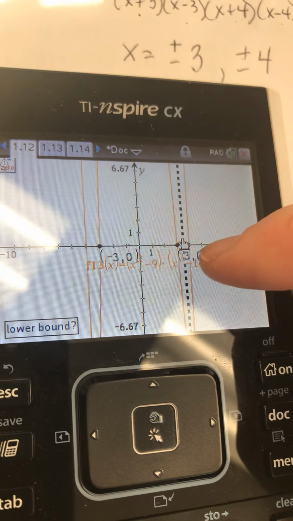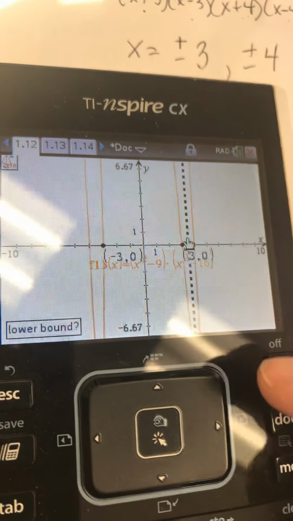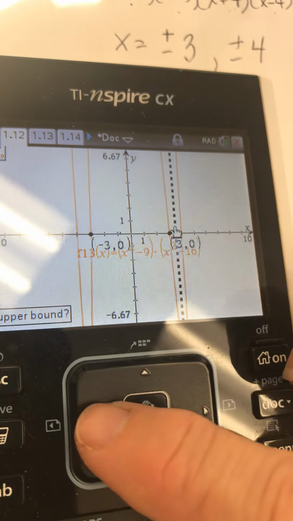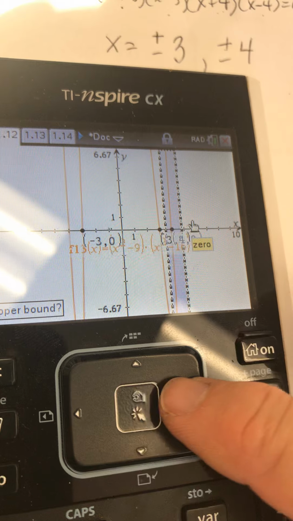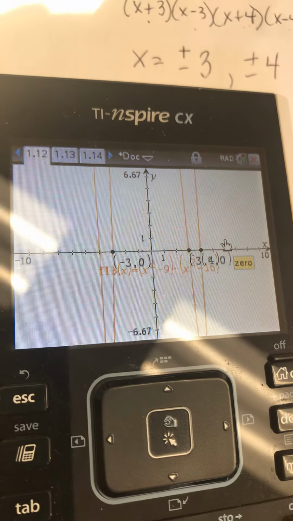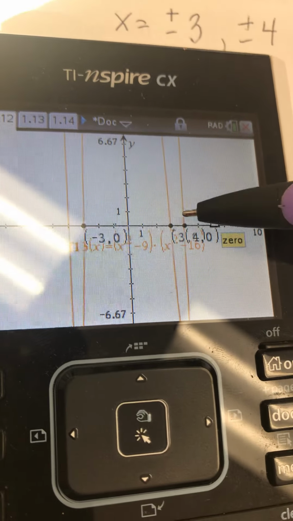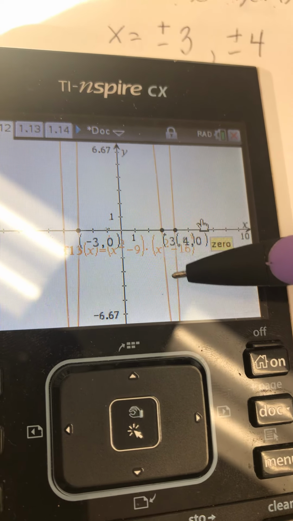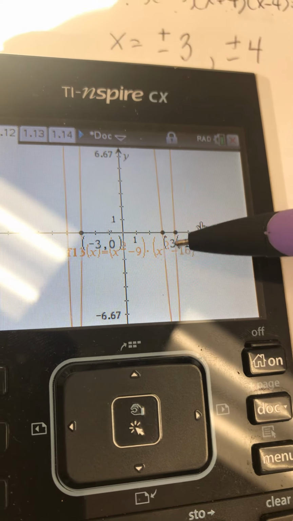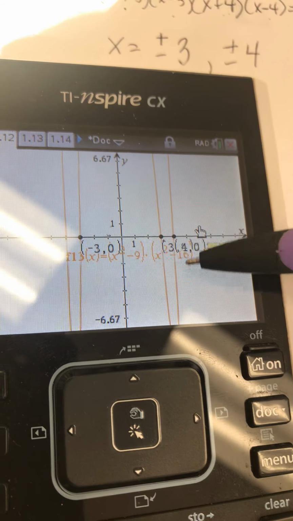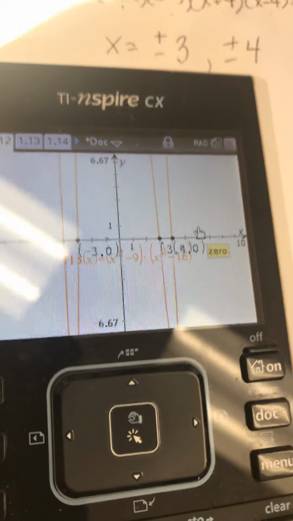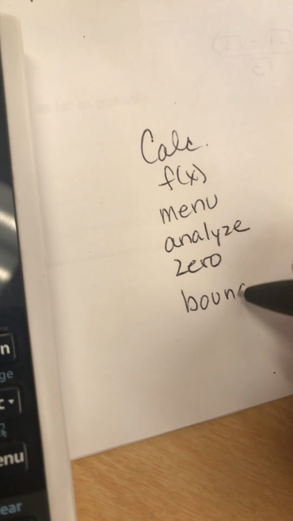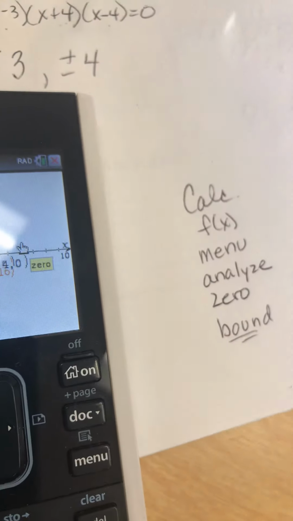So I don't have 4 over here done, so I'm going to do that for you now. So I would click anywhere to the left of that, and then click anywhere to the right of it. What I mean by left and right is if this is where I want to find the root, I'm going to drag my dotted line to the left of where this crosses, to the right of where it crosses, and then that will show up for you. Okay? So that last step would be to bound each root.